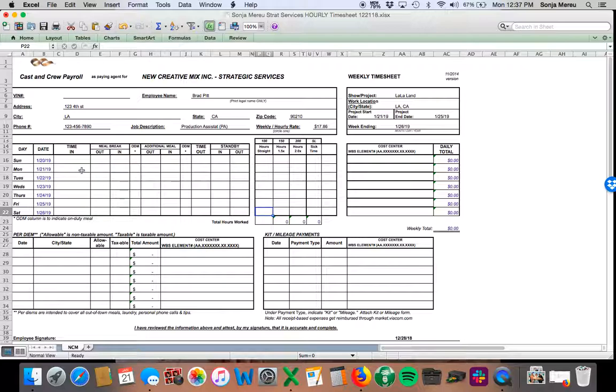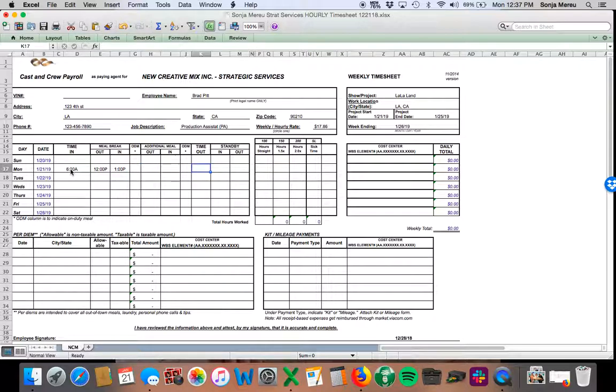Now I'm going to put myself working a 12-hour day every day this week from Monday through Friday. Now, in reality, you might work less than a 12-hour day, but you always want to make it 12 hours so that this hourly rate times a 12-hour day equals your guaranteed day rate of $250 or whatever that day rate is. So I'm going to put myself in, for simple math, I'm going to do 6 a.m. in. My meal break has to be within 6 hours of when I started, so I'm going to put 12 p.m. I'm going to give myself an hour lunch out of simplicity.